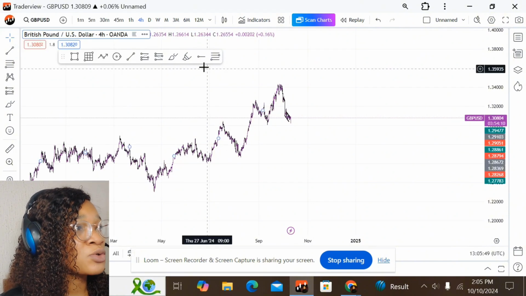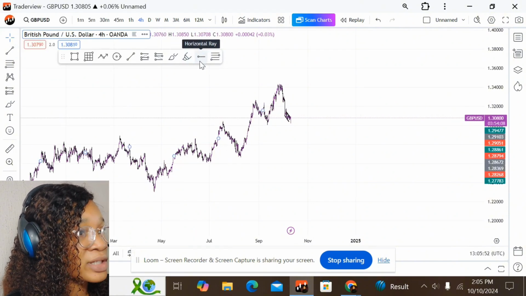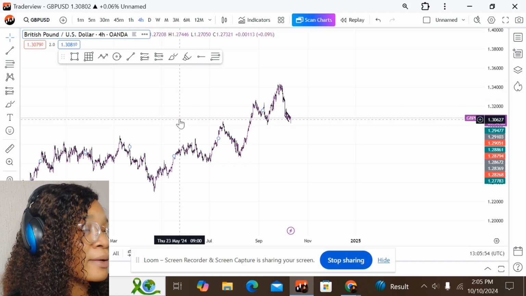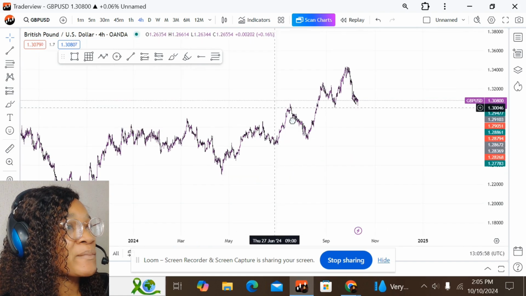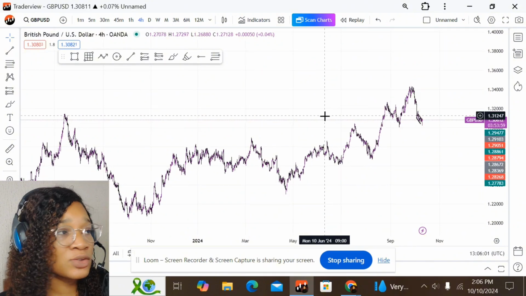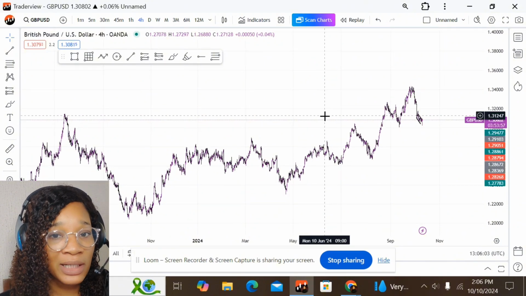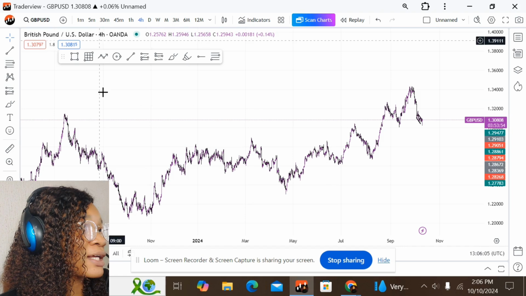So I'm just going to be using the horizontal ray because I have it as one of my favorite tools here on my backtesting software. Okay, so you can find this support and resistance on any time frame that you work with.